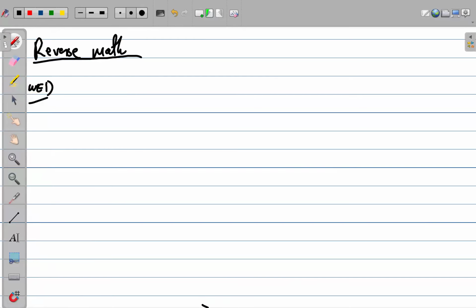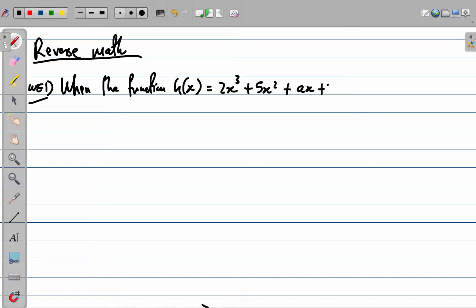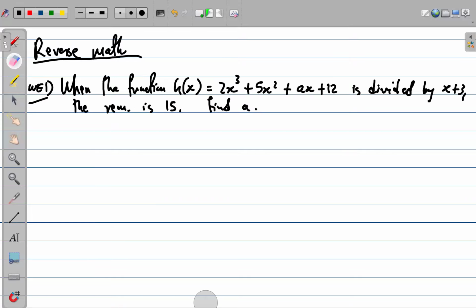And I'm going to write it in full. So when the function h of x equals 2x cubed plus 5x squared plus ax, ooh, look at that one, plus 12, is divided by x plus 3, right? When this happens, then we are told the remainder is 15. Obviously, the question is find the value of a, right? Now, this is where students will be a bit disoriented and be like, but what does this mean? How do I box all of this?